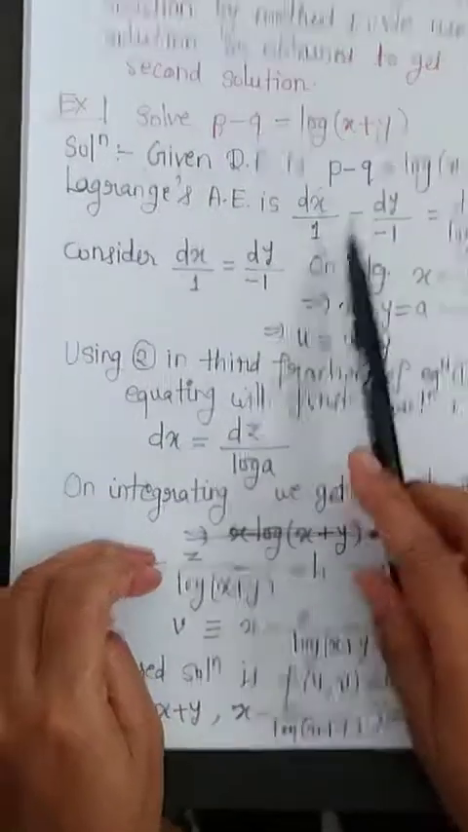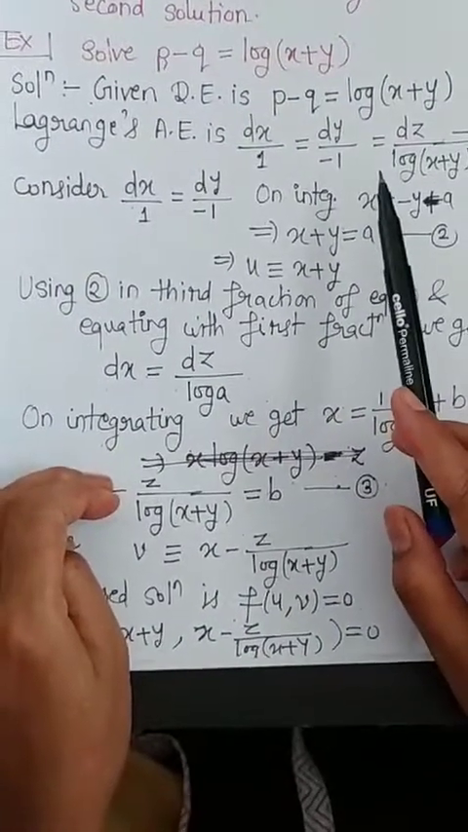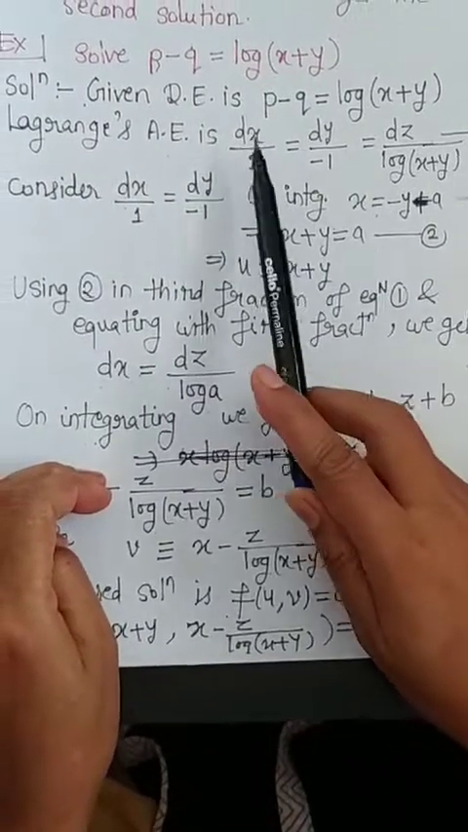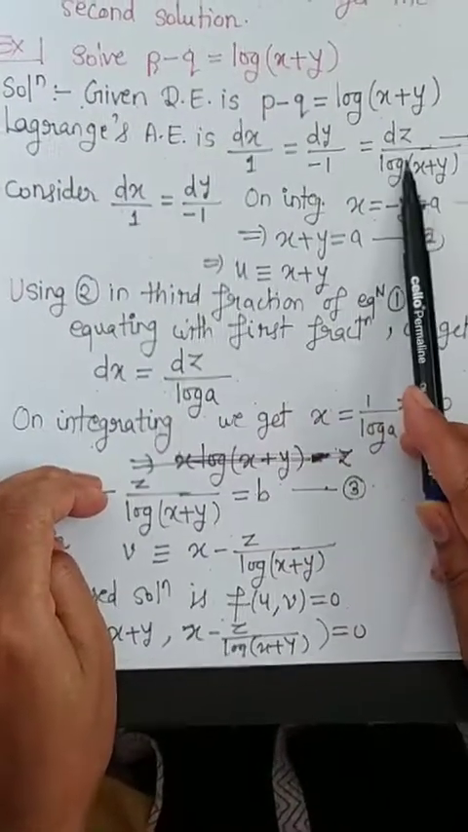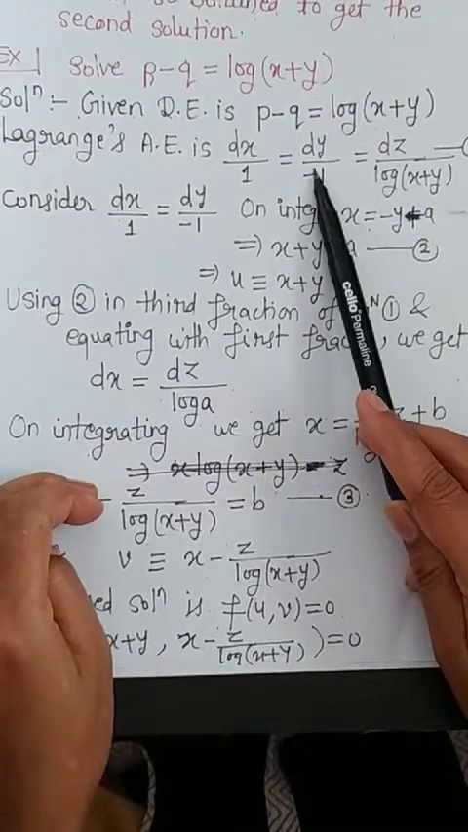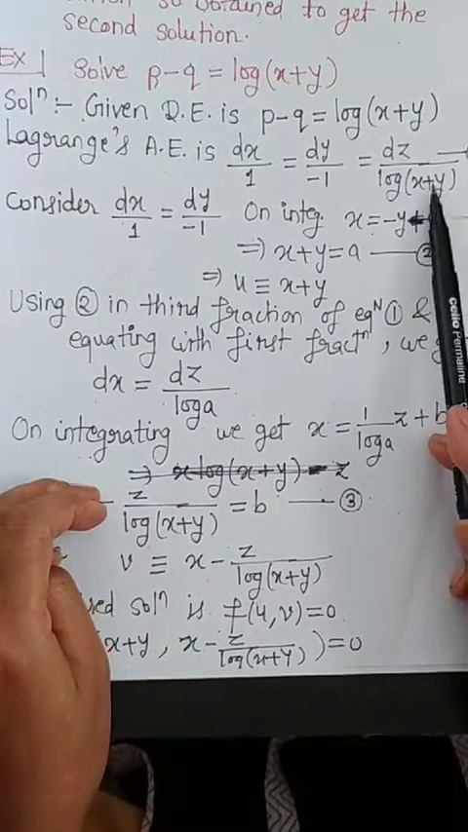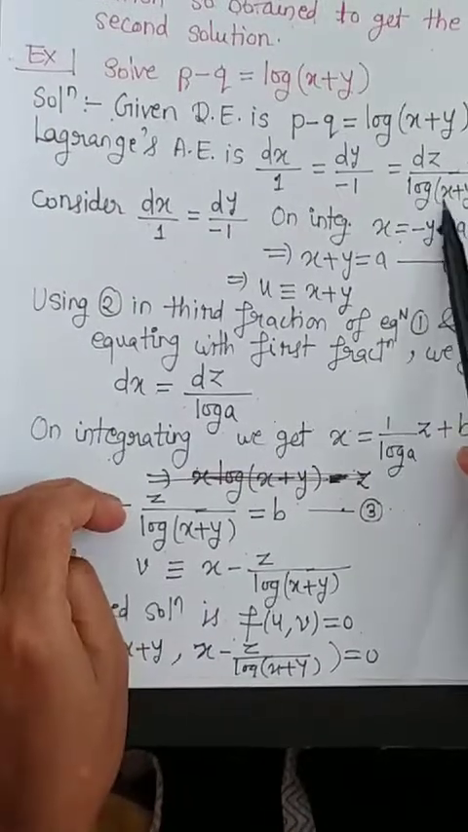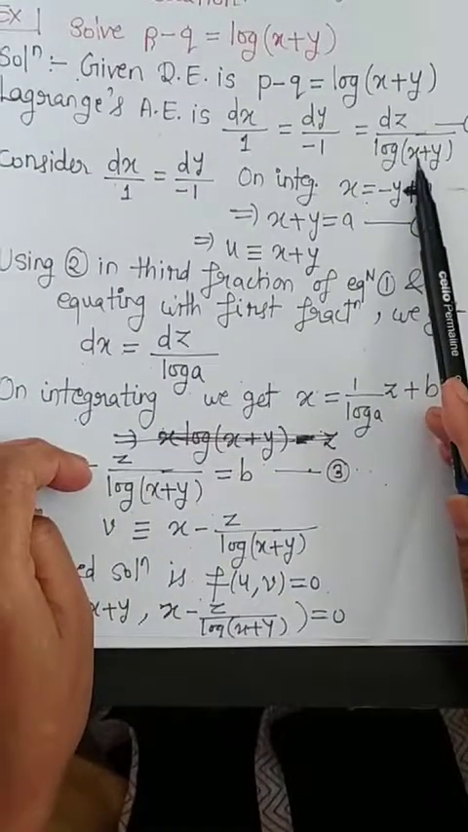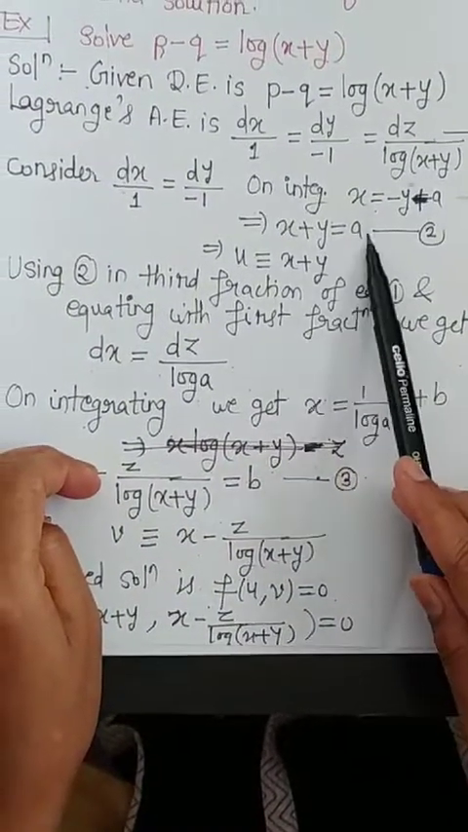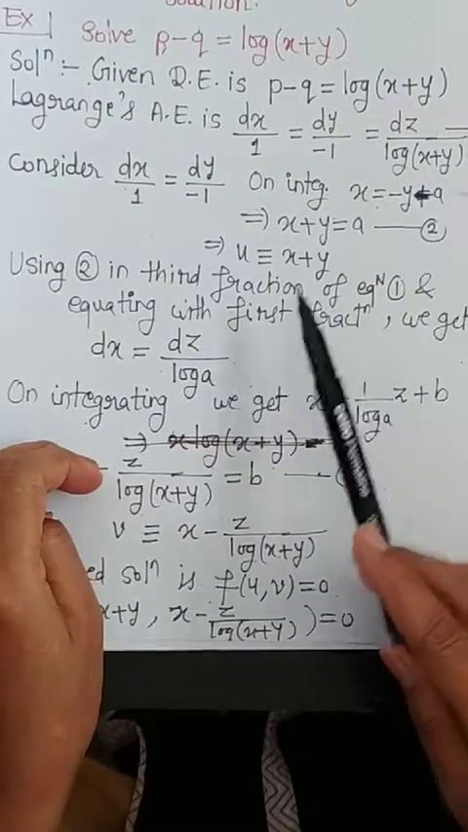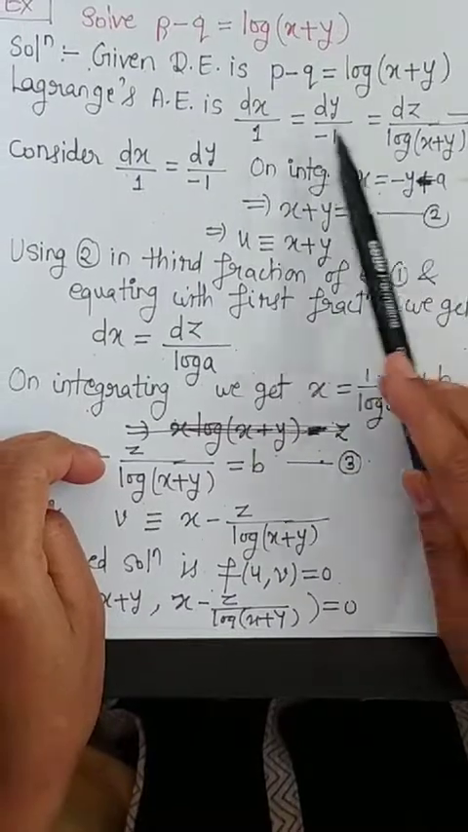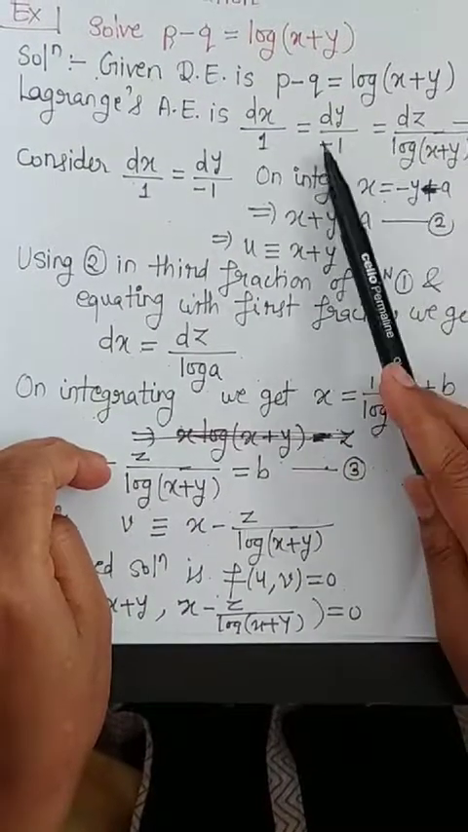Now here there is no possibility of getting the second pair. I can consider neither the first and third nor the second and third, because the third variable is always there. So what we do, in this third fraction we have the value of x plus y as a, that we will use in the third fraction, and then you can compare this third fraction with either the first one or with the second one.